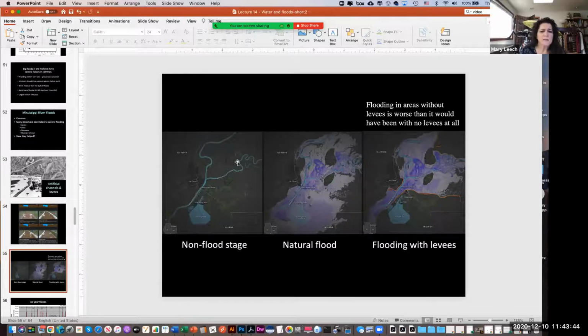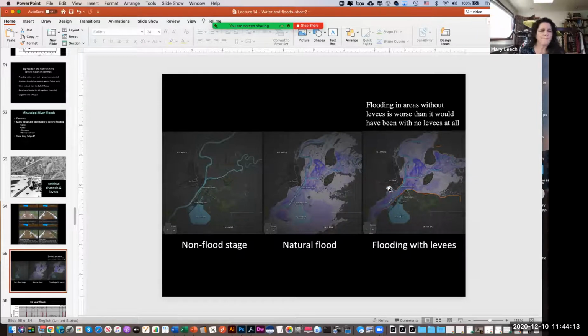Here's what a non-flood stage might look like, natural rivers. Here's what a natural flood might look like. And here is what a flood might look like with levees protecting certain areas. So maybe you have a power plant that can't flood or else everyone's going to lose electricity and it's going to cause damage for a long time. You want to put a levee up around it, or a nuclear reactor or something like that, right? You don't want it to be damaged.